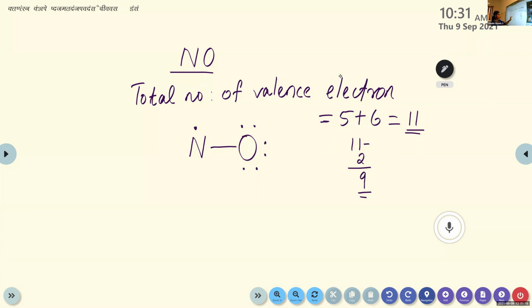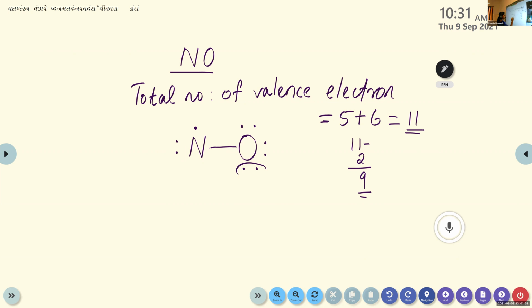1, 2, 3, 4, 5, 6, then 7. Sorry, wait. 7, then, yeah, it's 9. Along with this bond, there are 9, sorry, 1, 2 here, total 11 electrons, right? Then 1, 2, 3, 4, 5, 6, 7, 8, 9. So in the case of the oxygen atom, when we count the total number of electrons, it will be 8. 1, 2, 3, 4, 5, 6, 7, 8. But in the case of nitrogen, it will be 1, 2, 3, 4, 5.